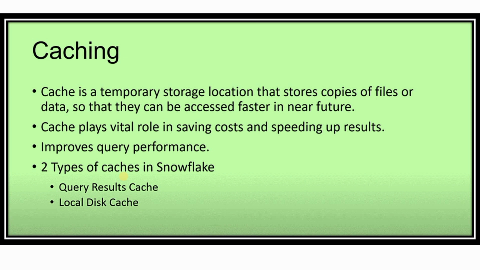In computing, a cache is just a high speed data storage layer which stores the data you have used earlier, to serve the user faster. For this we use caching. So that's all about caching. Basically, what is caching? Caching is just a temporary storage that stores copies of files or data so that they can be accessed faster in near use.